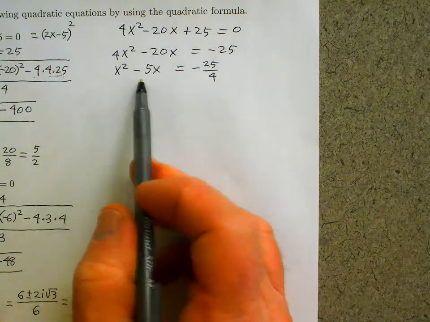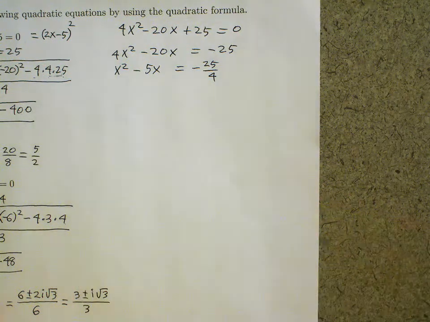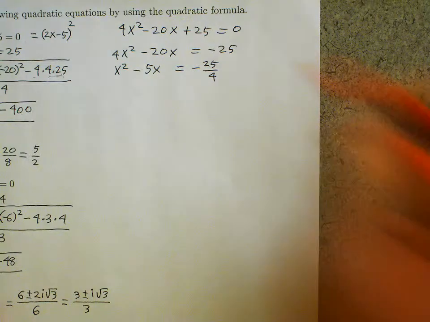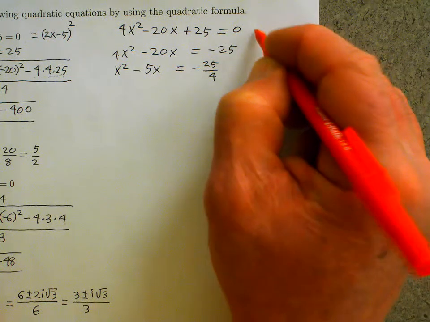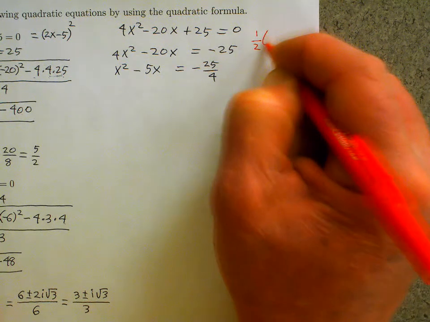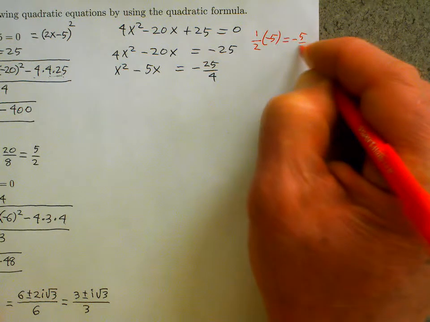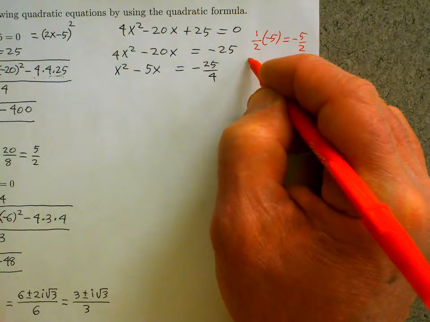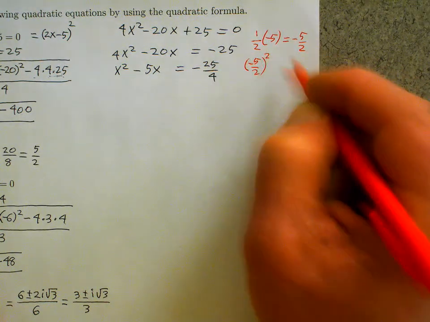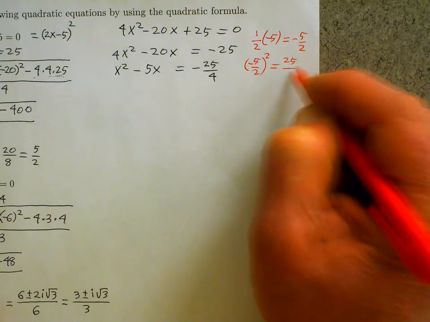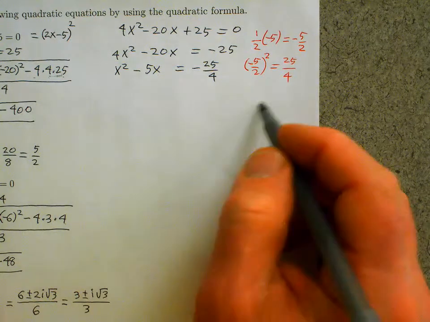Now we're ready to add a number to both sides so that we have a perfect square trinomial on the left-hand side. The coefficient of x is negative 5, so we take 1/2 of negative 5, which is negative 5 halves. And then we square negative 5 halves. Negative 5 halves squared is 25 fourths. So we're going to add 25 fourths to both sides.